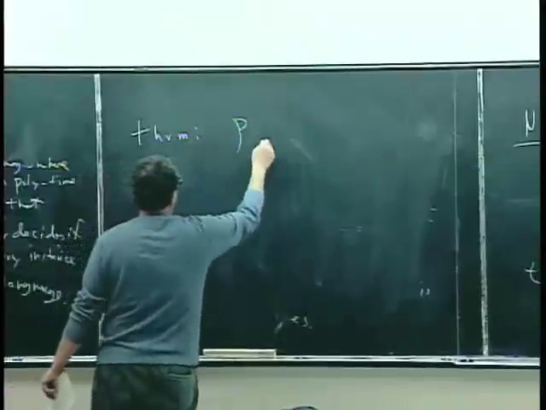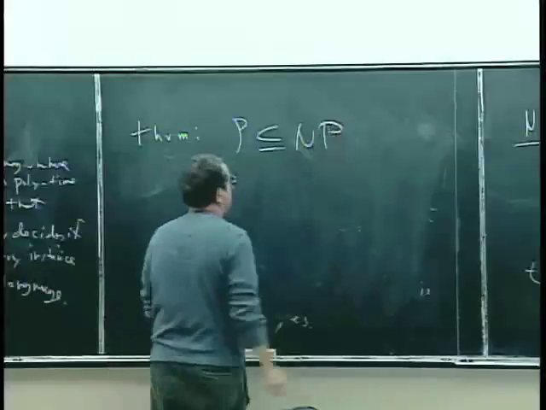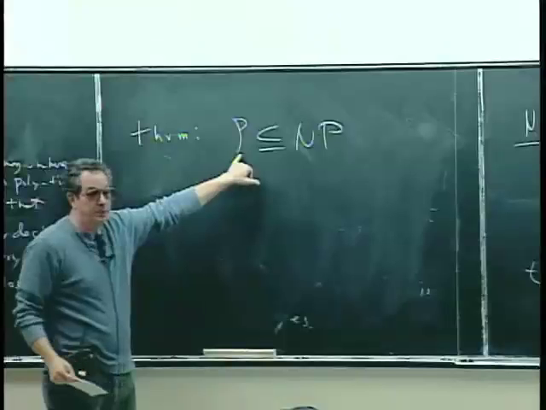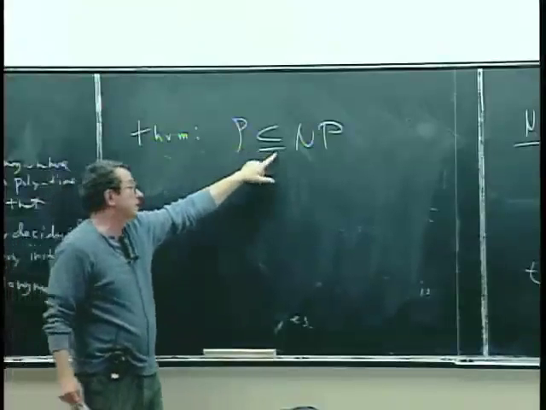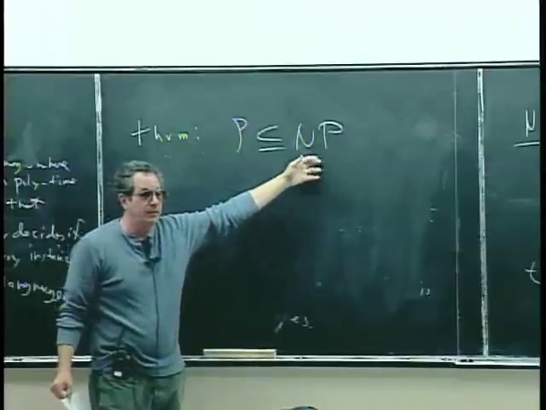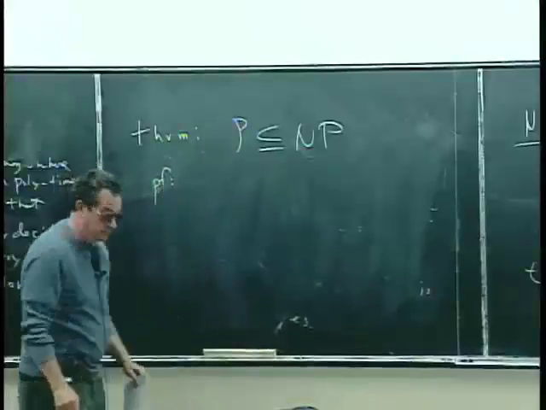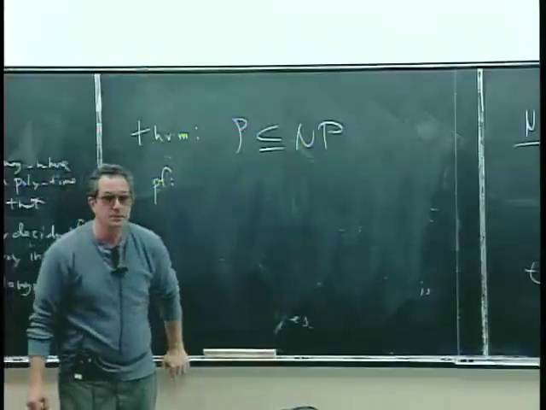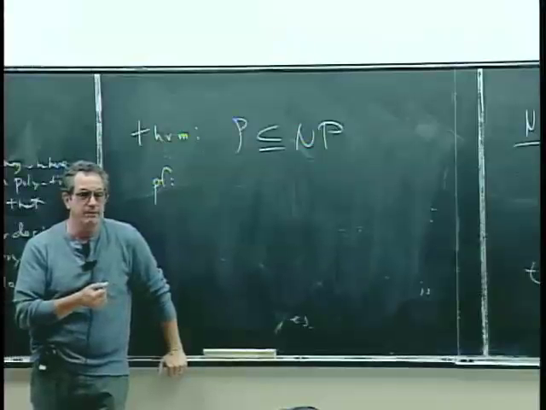Theorem: capital P is contained in NP. So the set of all those languages that are in capital P is contained in the set of all those languages that are in NP. That we can actually prove. Okay? So how do we prove that? This is like a one-line proof if you understand the definitions.